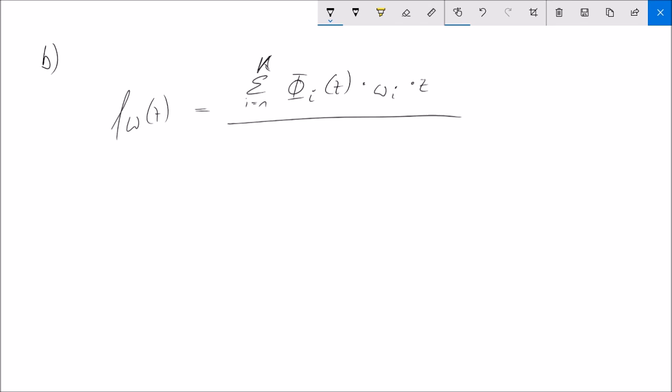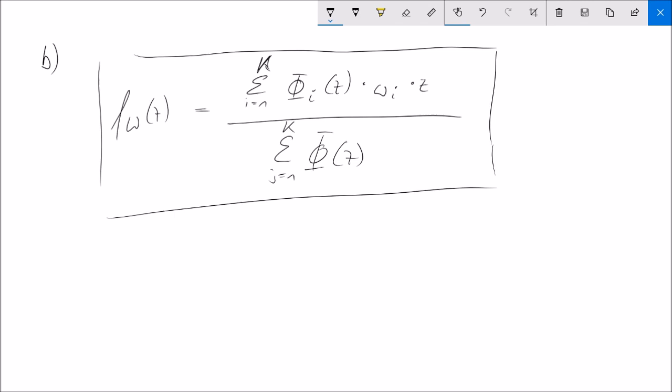And in order to normalize the generated values of this forcing function, I simply divide through the sum of all the basis functions evaluated at that time. Okay. And this is simply our definition for our forcing function. And here is missing a j.